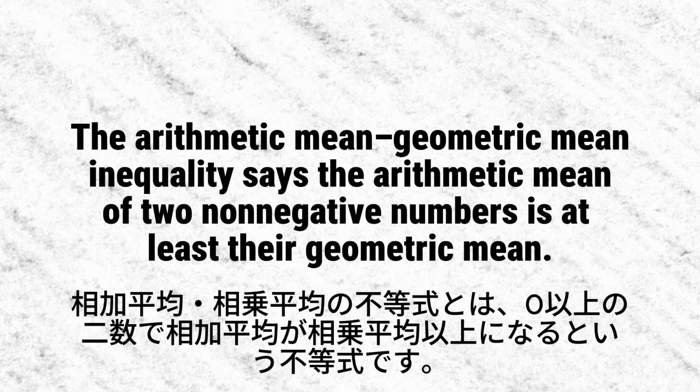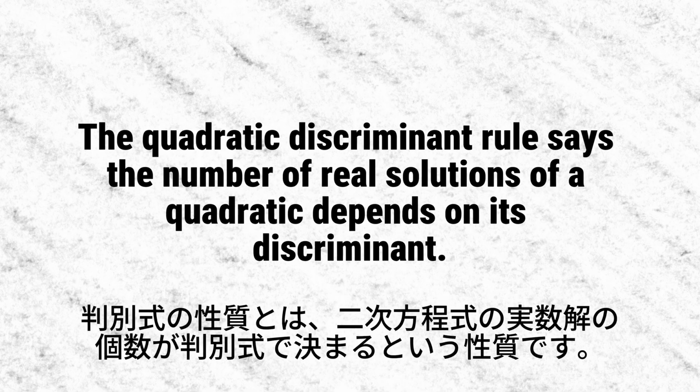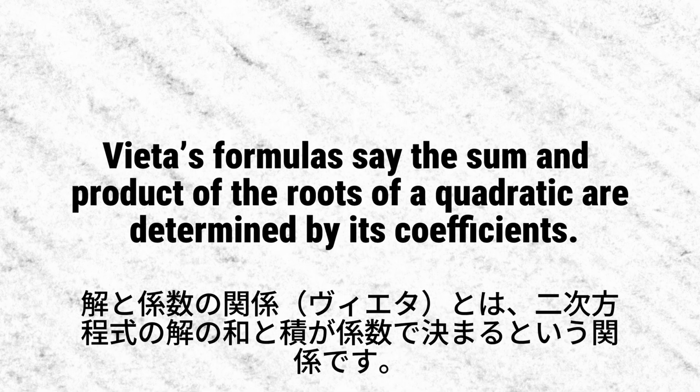The arithmetic mean, geometric mean inequality says the arithmetic mean of two non-negative numbers is at least their geometric mean. The Cauchy-Schwarz inequality says the size of an inner product is bounded by the product of lengths. The quadratic discriminant rule says the number of real solutions of a quadratic depends on its discriminant. Vieta's formulas say the sum and product of the roots of a quadratic are determined by its coefficients.